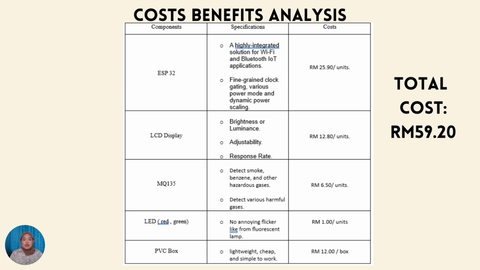Next is the cost benefit analysis. The components that we use are ESP32, LCD display, MQ135, LED, red and green, and also a PVC box. So the total cost is 59 ringgit 20 cents.